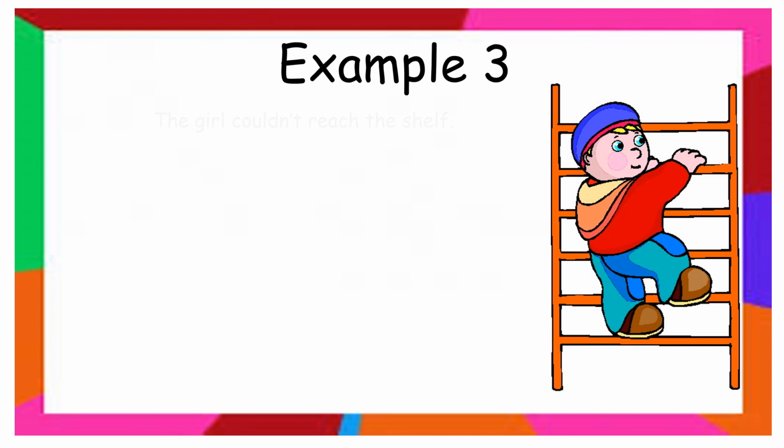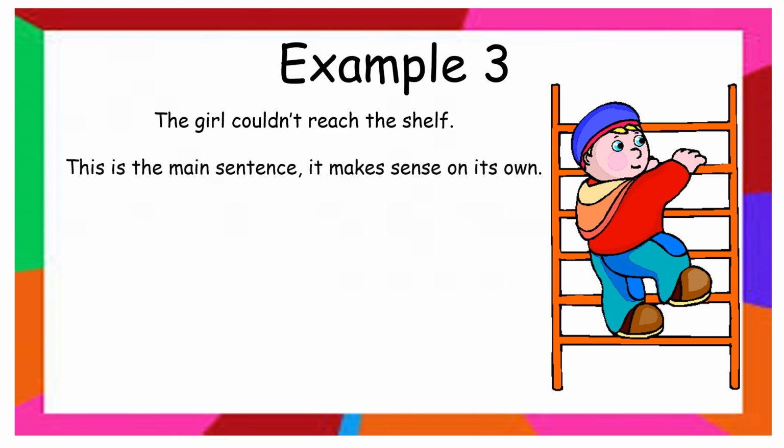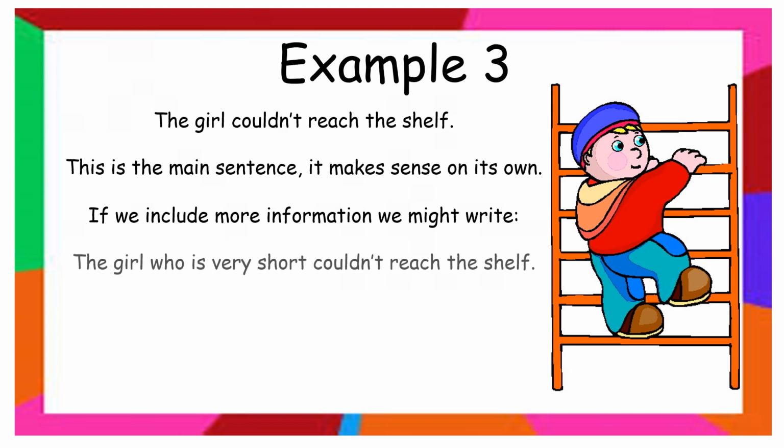Let's look at example 3. The girl couldn't reach the shelf. This is the main sentence. It makes sense on its own. It is a clause. It is a main clause. It has a verb in it. If we include more information, we might write, the girl, who is very short, couldn't reach the shelf.